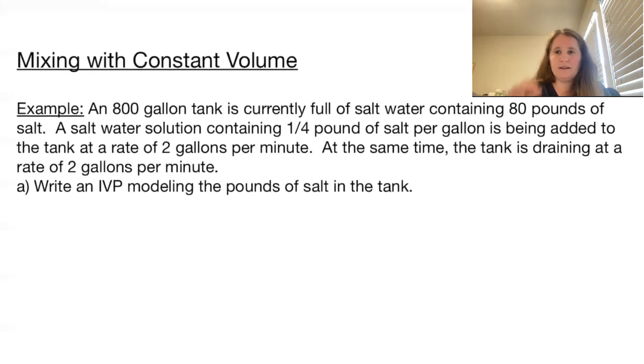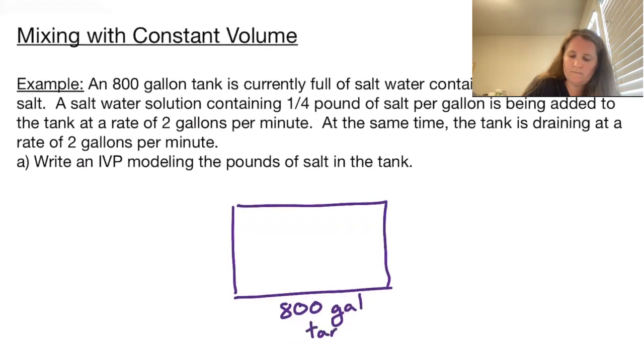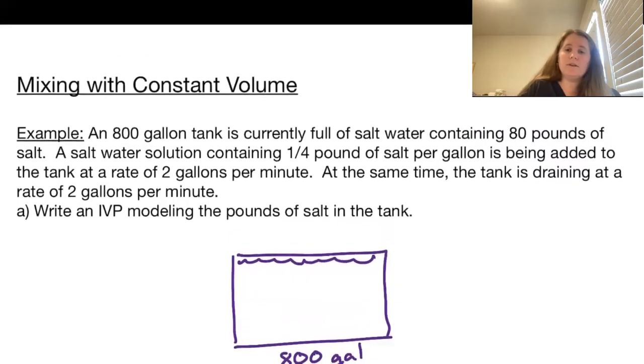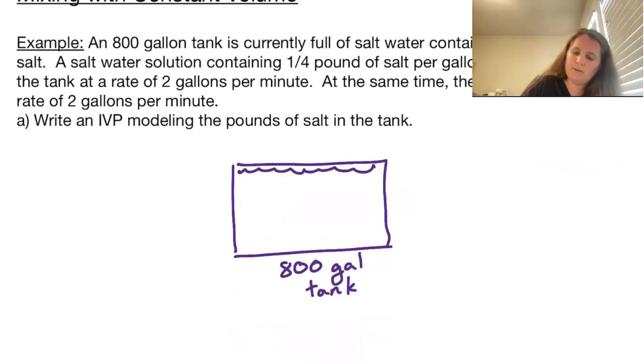So just some key things to keep in mind here. We have an 800-gallon tank, which is full. And that 800-gallon tank is starting off with 80 pounds of salt. So what we have is that our quantity at time 0 is 80 pounds.